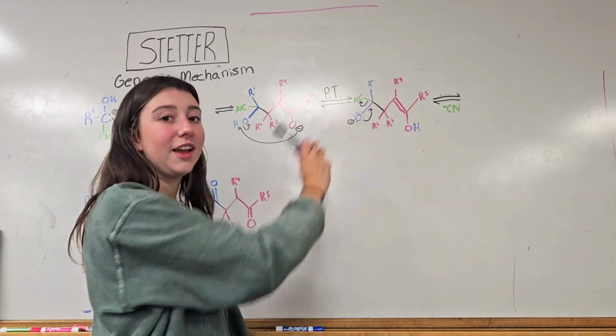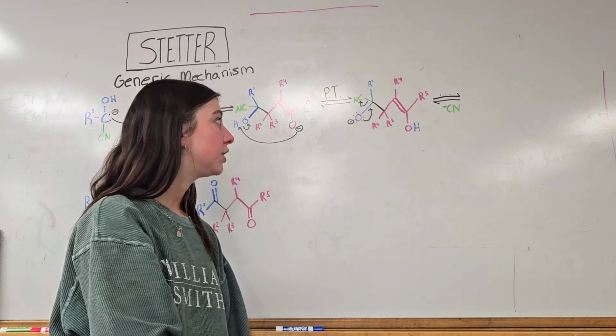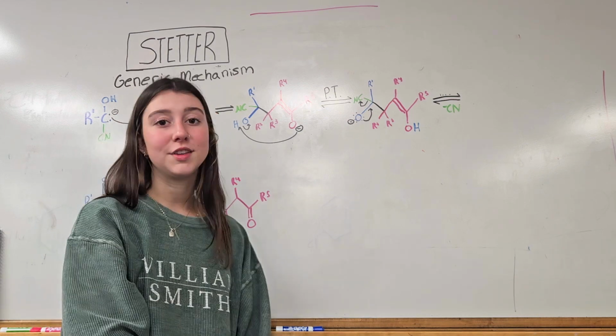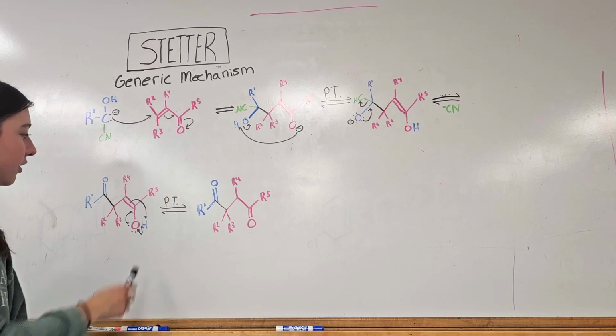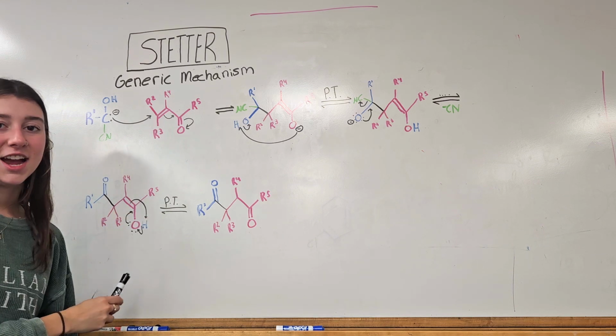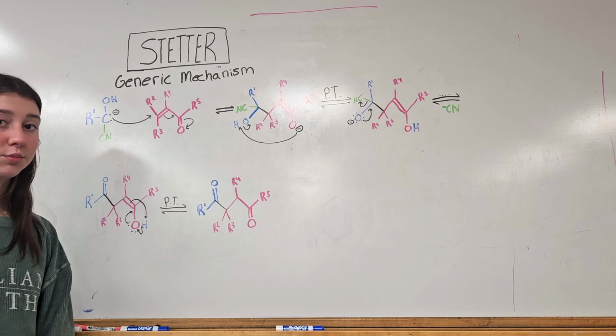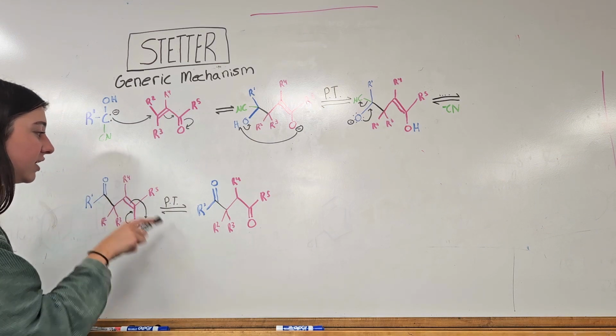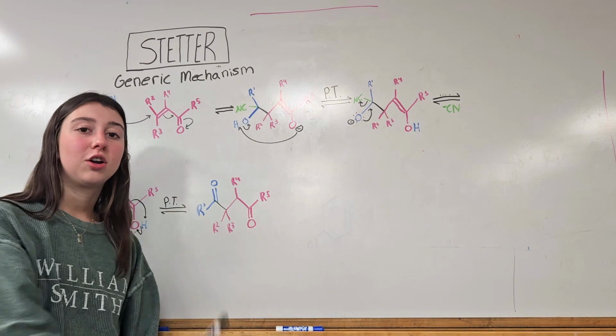From there, the electrons now on the oxygen on the left will move back down to push off the cyanide. Lastly, there is another proton transfer, this time between the double bond and the hydrogen that we added to this oxygen from the last proton transfer. In this final step, we have now created our gamma diketone.